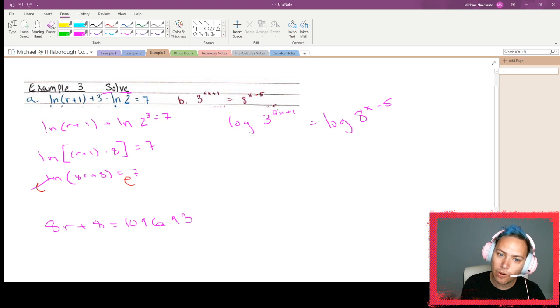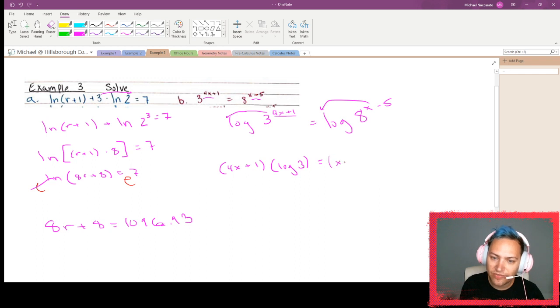Because this is the power property, I can take this power and move it down. So these powers that originally I couldn't set equal to each other, now I can move them out into the problem. So this becomes 4x plus 1 times log of 3, log base 10. And over here I have x minus 5 times log base 10 of 8, or just log of 8.